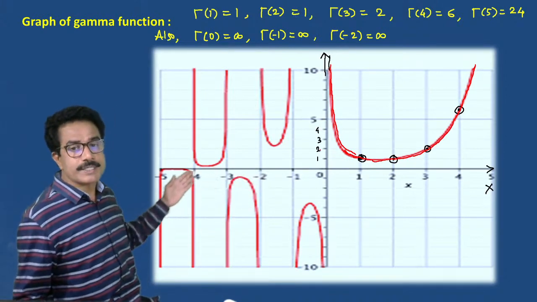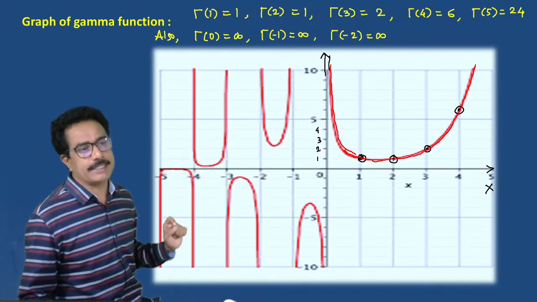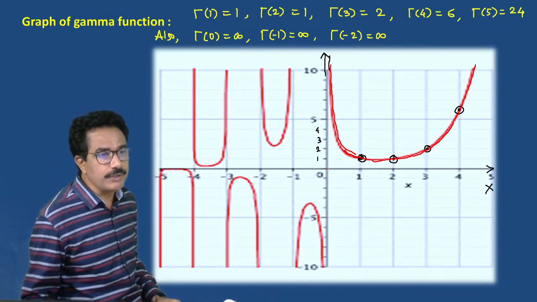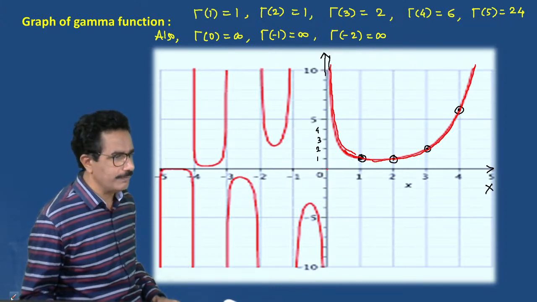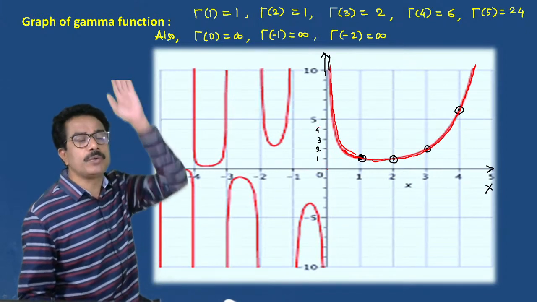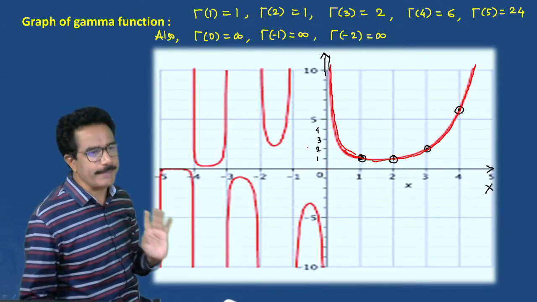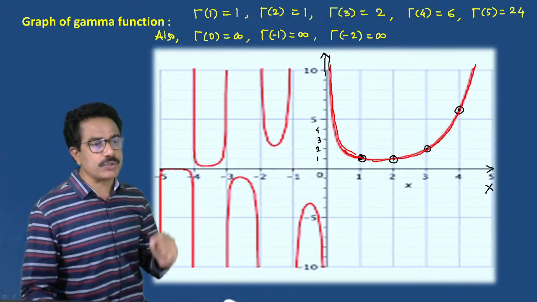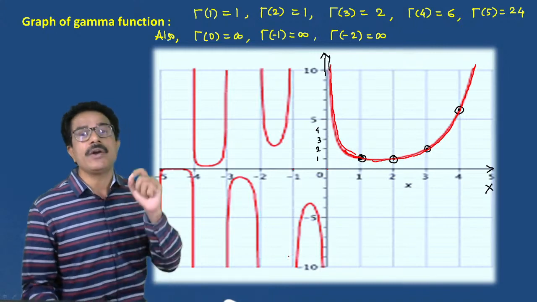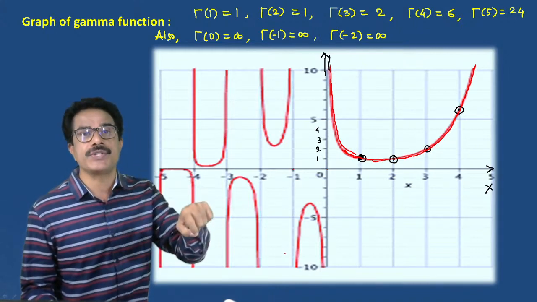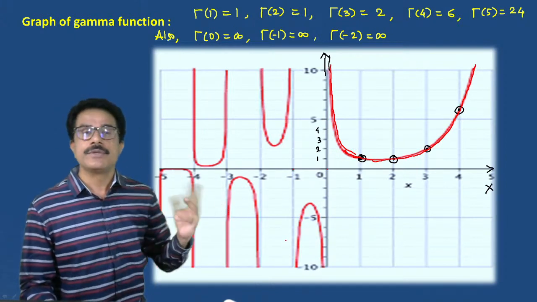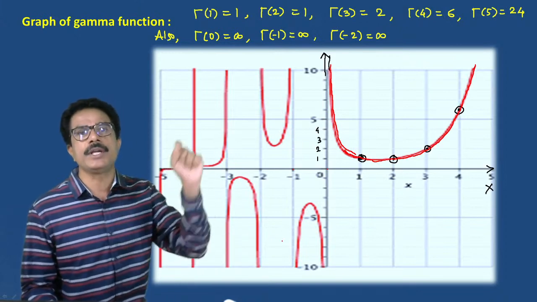Now we shall move towards the negative part. We know that for x equal to 0, the value of gamma 0 is infinity. That means it goes up to infinity. If we take x equal to minus 1, then it will also be infinity. So we will not get a point on the function, because as x tends to minus 1, it tends to infinity. So we can't define that point on a graph.